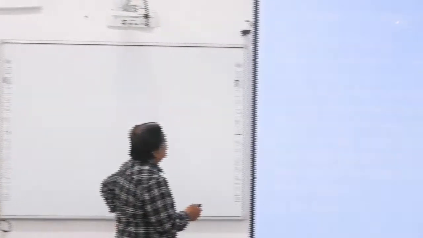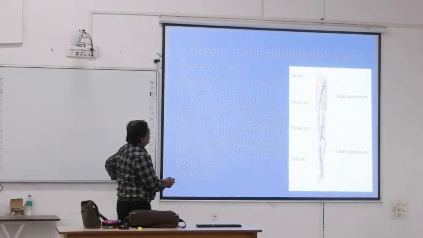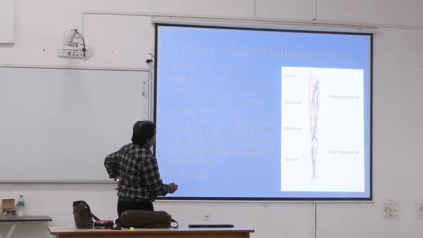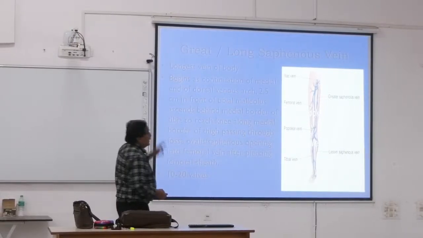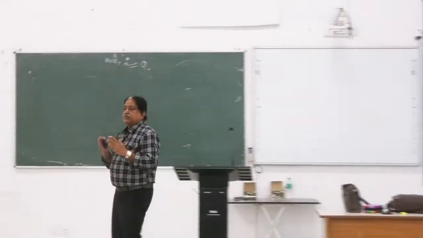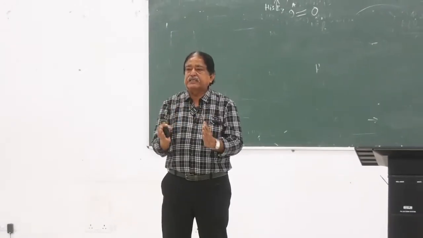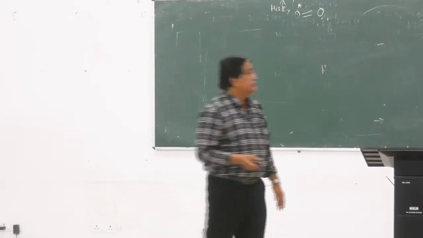Now, the great long saphenous vein. Here you see the iliac vein, the femoral vein, great saphenous vein is here, popliteal vein, lesser saphenous vein and tibial vein. All can be seen in the dead body. You have to just look and dissect and see, or the dissected specimen which is available, you please look into it.